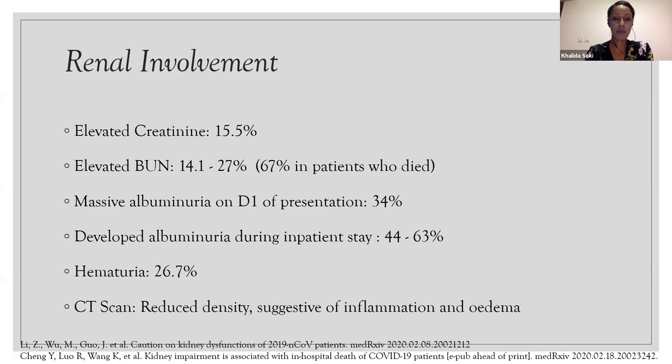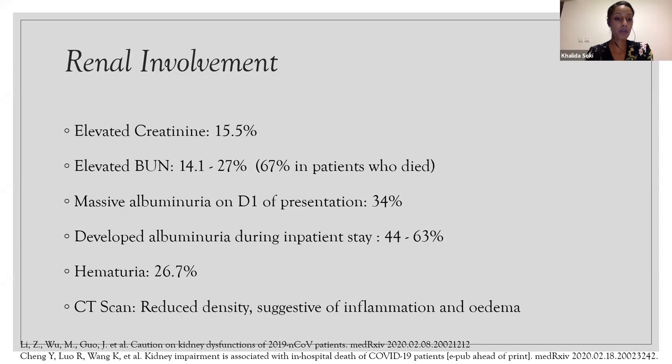Elevated creatinine occurred in 15.5% of all cases in one study that was published, and elevated BUN between 14.1% to 27%, and 67% in patients who died, which is something we have also seen in the critical care unit where I work. Massive albuminuria on day one of presentation was also seen in 34%. Many developed albuminuria during their inpatient stay, between 44 to 63%.